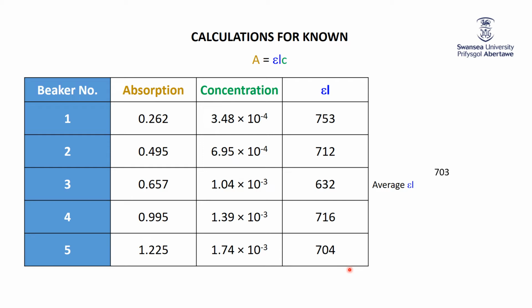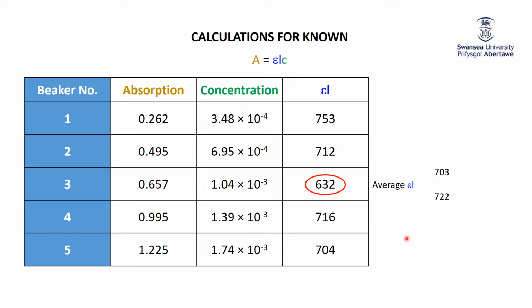Now I'm going to anticipate a little bit here, and I'm going to say that when you look at all these data, this really is a pretty tacky odd one out. So remember that third set of data, the one that has the 1.04 times 10 to the minus 3 concentration, about 1 times 10 to the minus 3. Remember, that's rather tacky. Now if I take that out here, my average epsilon L is 722. Now you might ask, why didn't I also take out the 753, which is also kind of well away from 712, 716, and 704?